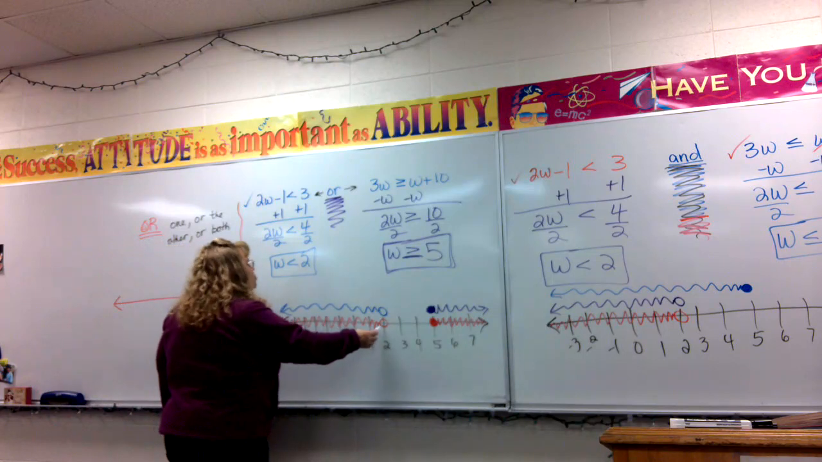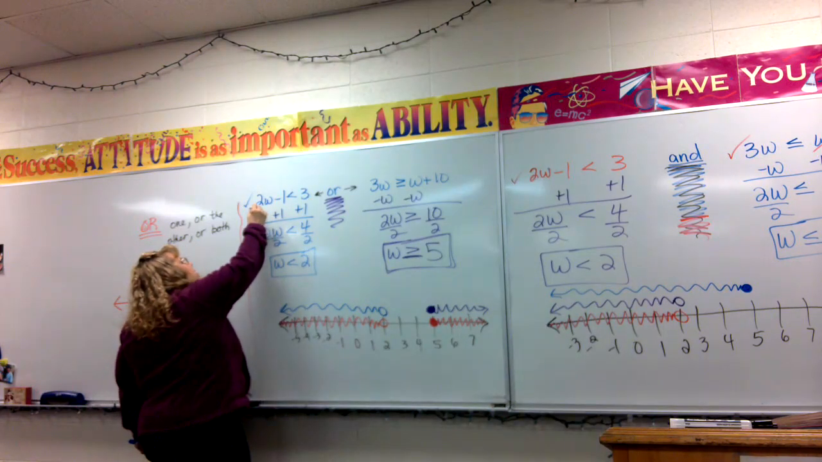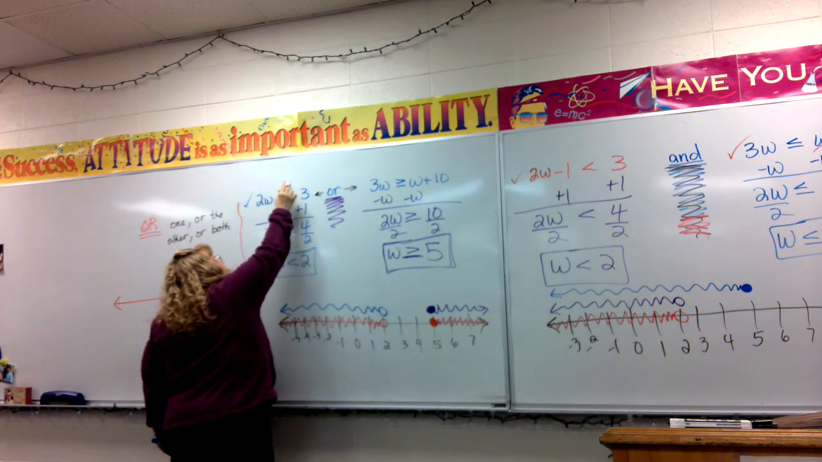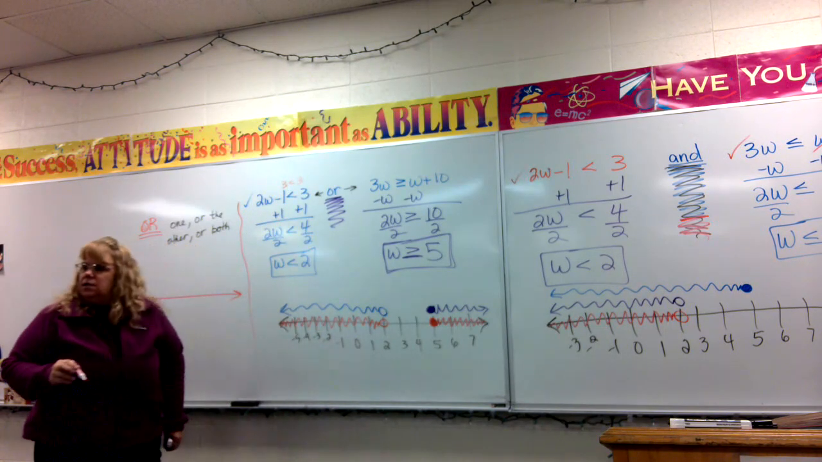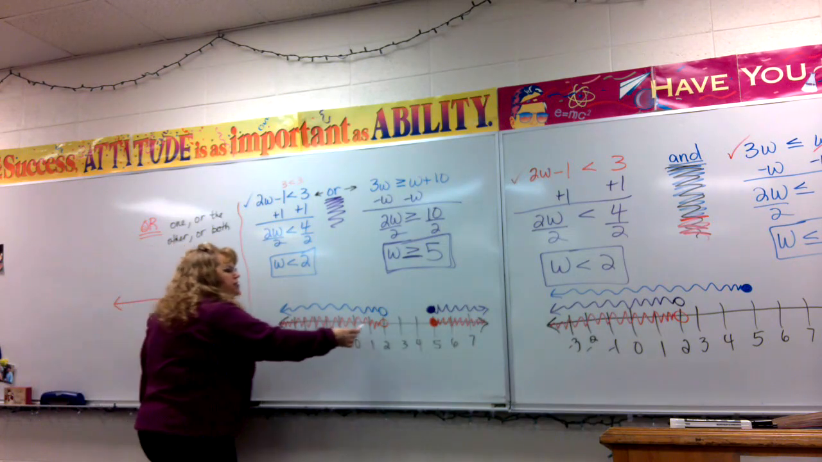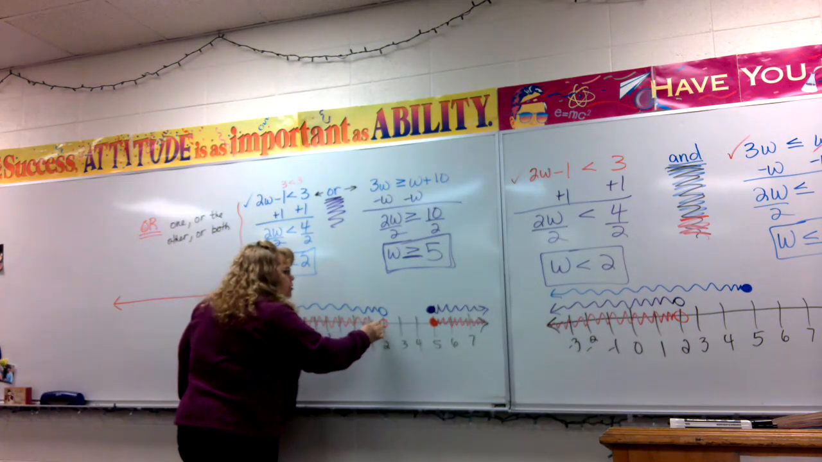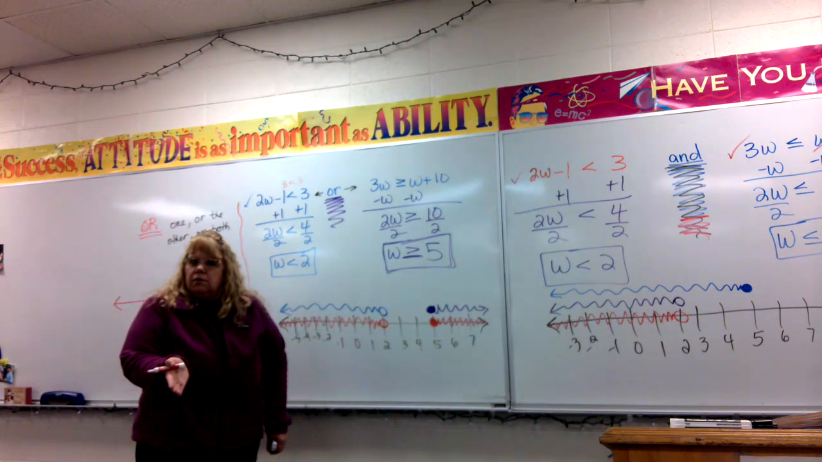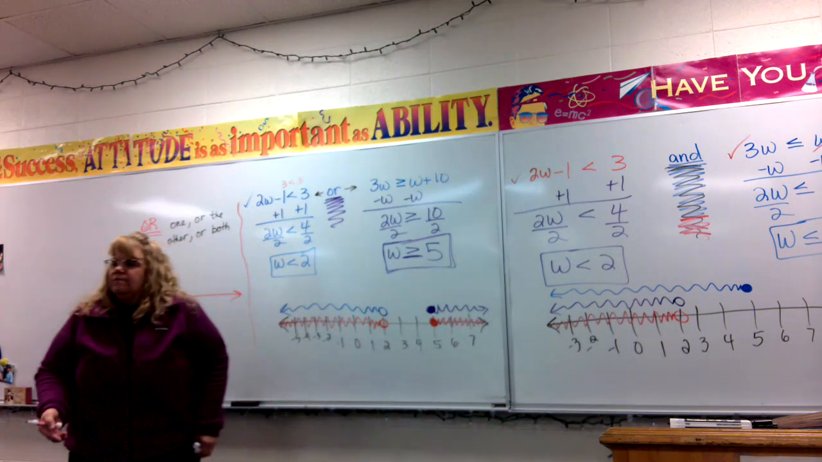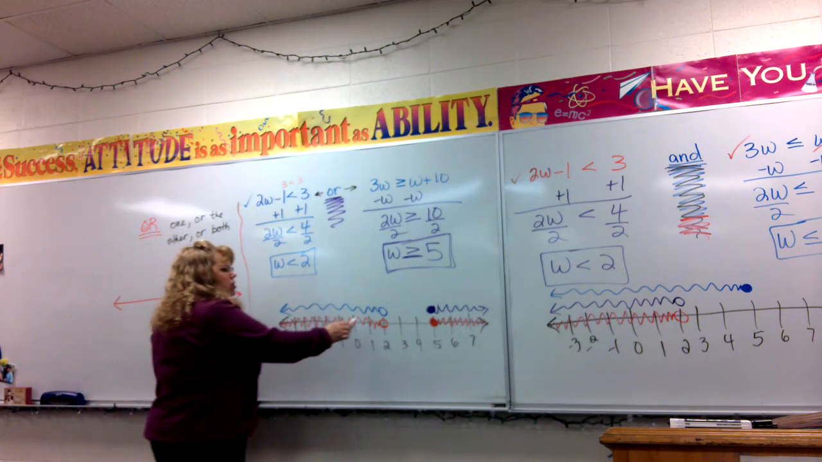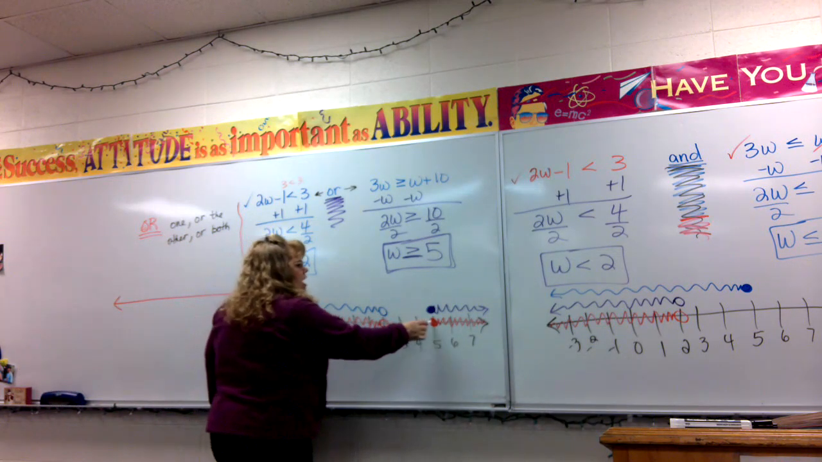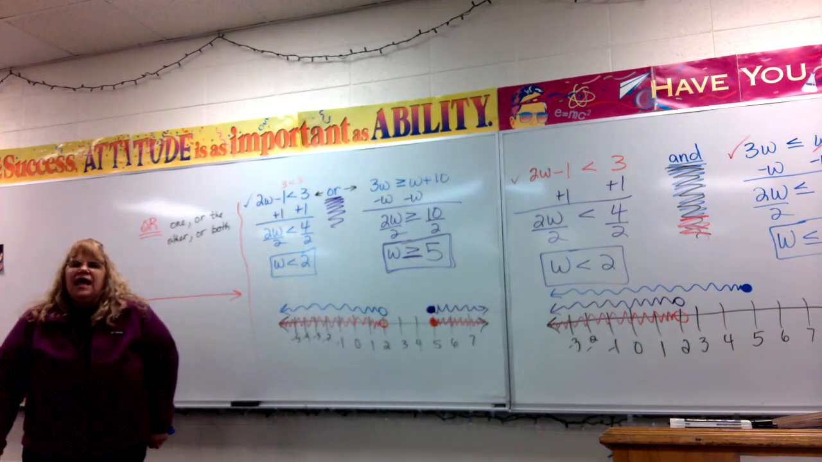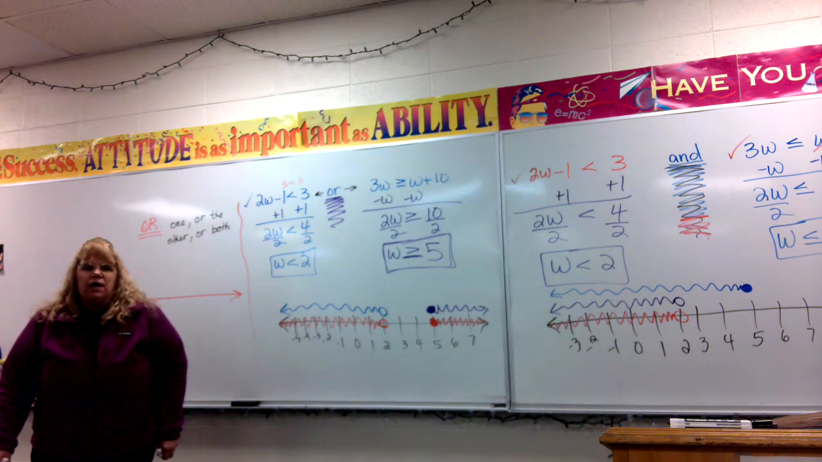If you choose 2 though, if I put 2 in here, 2 times 2 is 4, 4 take away 1 is 3. Is 3 less than 3? No. So 2 does not work. That's why you put an open circle. All the values up to 2 will work, but not 2. So whatever these circles are, that's what you put it as on your line. Does that make sense? Anybody with questions so far?